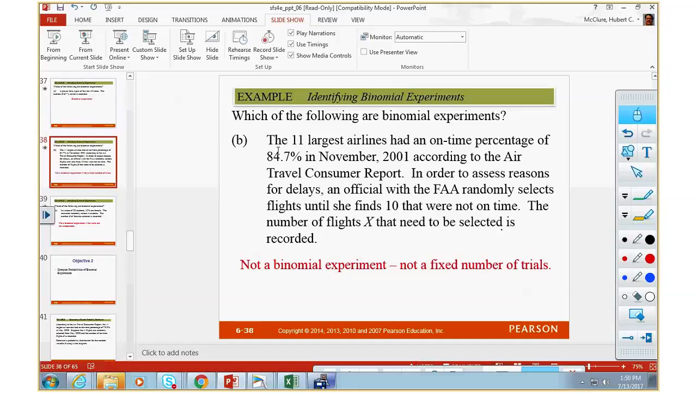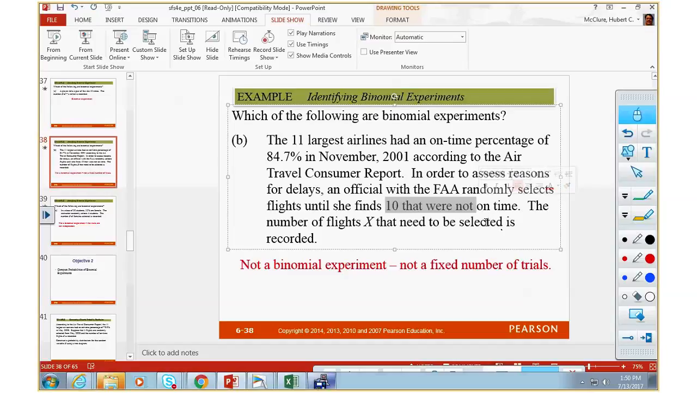Why? The 11 largest airlines has an online percentage of 84.7%. Blah blah blah. In order to assess reasons for delays, an official with the FAA randomly selects flights until she finds 10 that were not on time. Not a fixed number of trials. Did they pick the first 25 flights? No. She's picking flights until she finds what? 10 that were not on time.